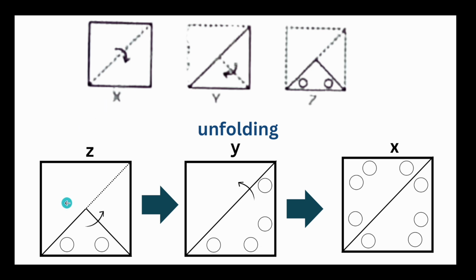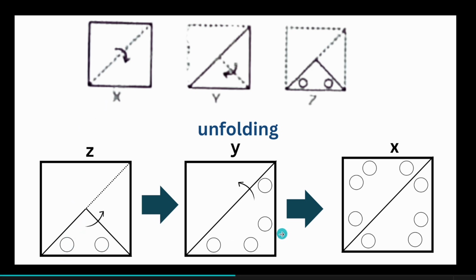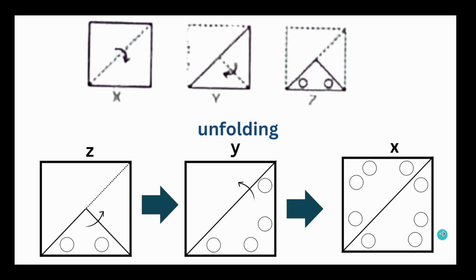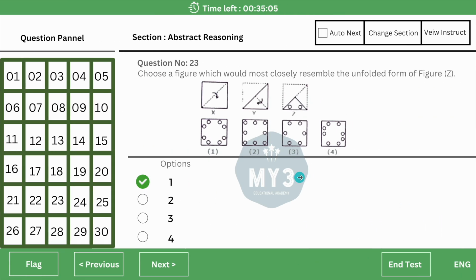If you look at this figure, if you unfold it, these two cuts will be coming here. If you unfold this half paper, it is going to look like this. So your answer choice must be this. Which of the following is looking like that? Option 1 is looking like that. You can mark the answer as option 1.